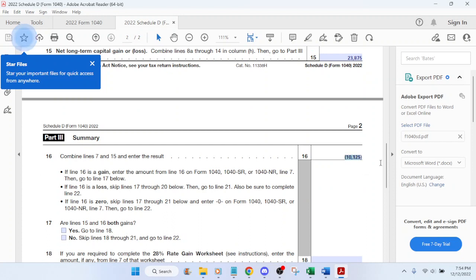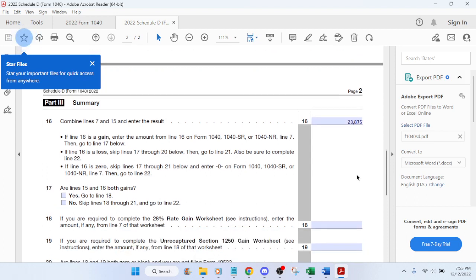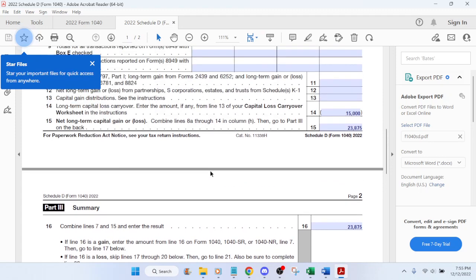So now I have to fix this, change it to a 23,875, and now that it's a gain, we have to do something else. This one. What else? If line 16 is a gain, enter the amount from line 16 on form 1040, blah, blah, blah. So, 17, 15 and 16.